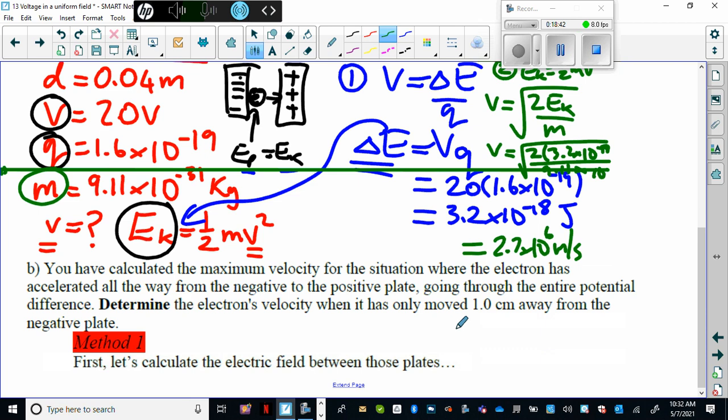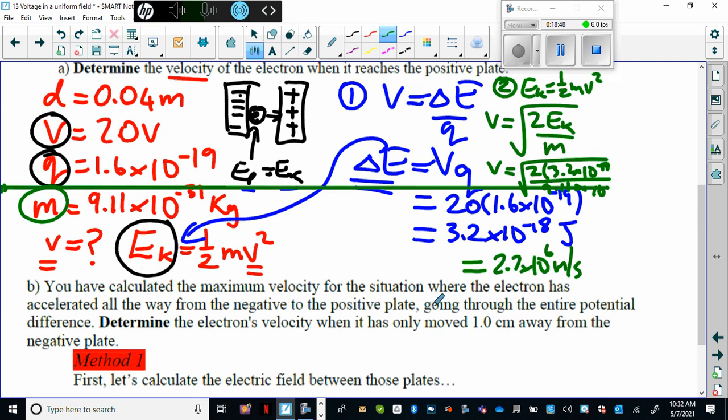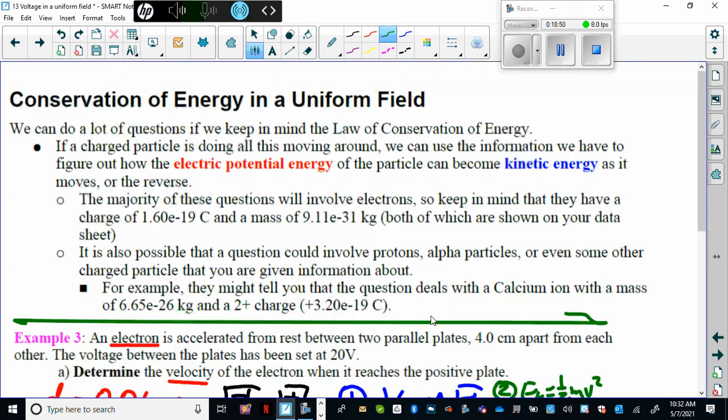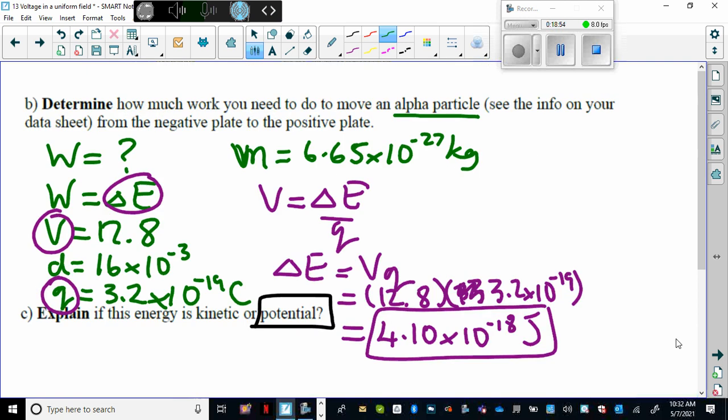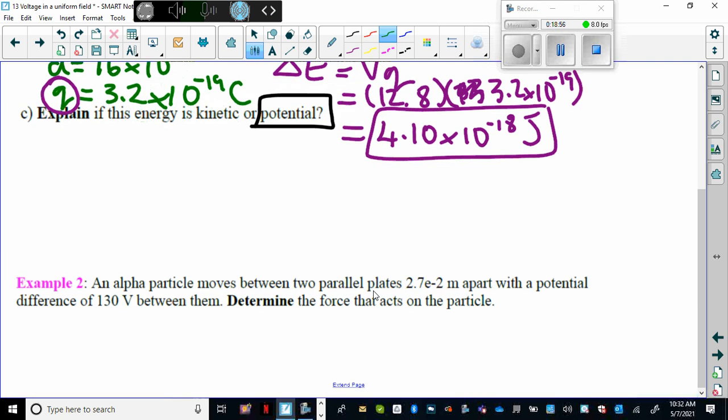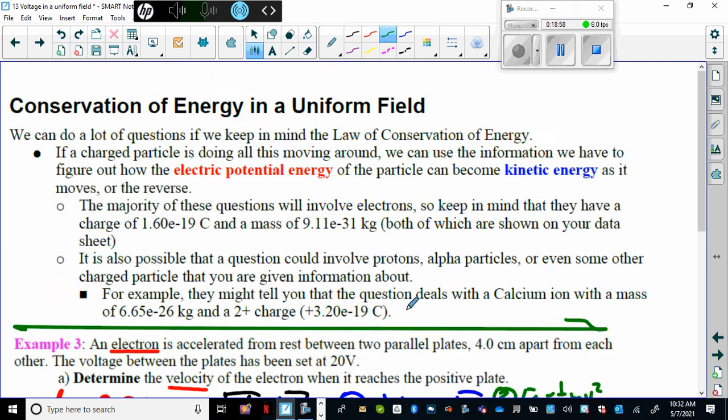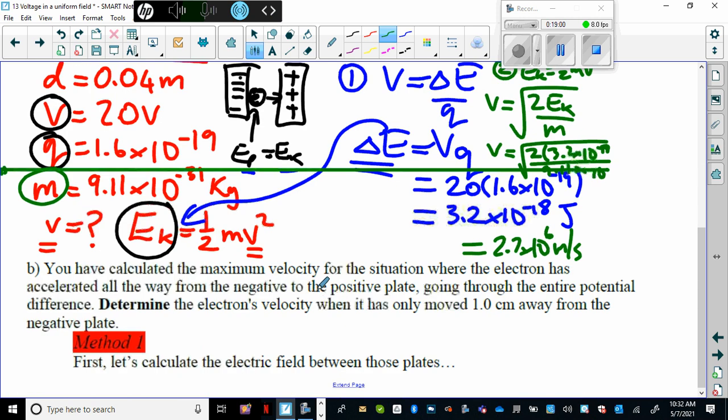And then where are we here? I just realized that I missed a question. Yep, I did. I missed number 2. Okay, well, it doesn't matter. We're going to finish number 3 here, and then we will come back and do number 2.